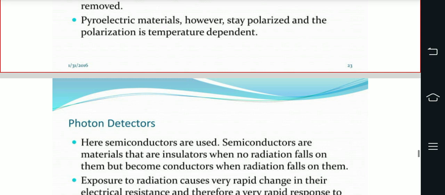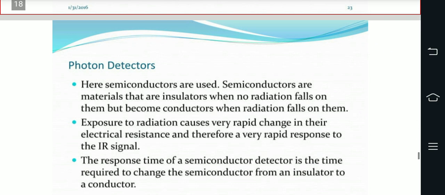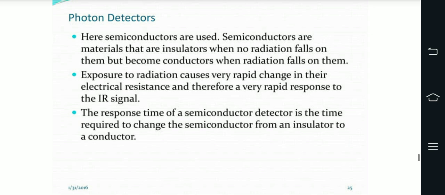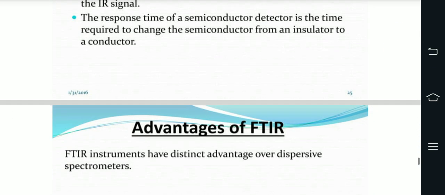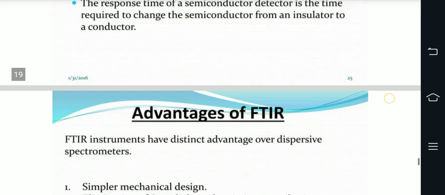Next one is photon detectors. Here semiconductors are used. Semiconductors are materials that are insulators when no radiation falls on them but become conductors when radiation falls on them. Exposure to radiation causes a very rapid change in their electrical resistance and therefore a very rapid response to the IR signal. The response time of a semiconductor detector is the time required to change the semiconductor from an insulator to a conductor.